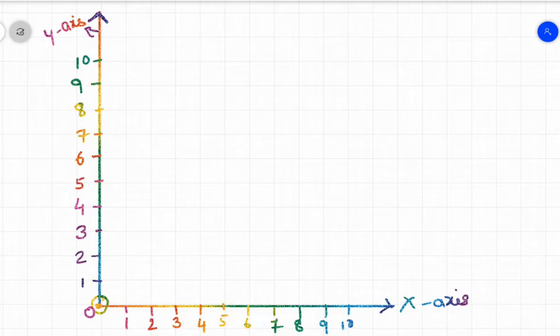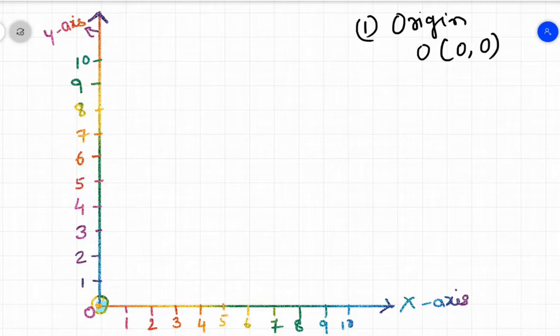Children, what is the origin? Look here, this is the origin. I think all of you can get this. Now, what are the points of the origin? The points of the origin are 0, 0 because this point is 0 for the x-axis as well as for the y-axis. So, the origin O is 0, 0 and it is written as O(0, 0).